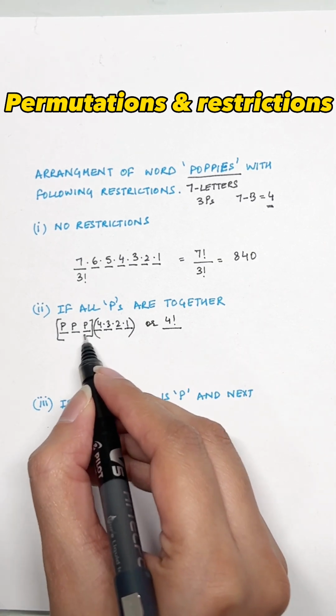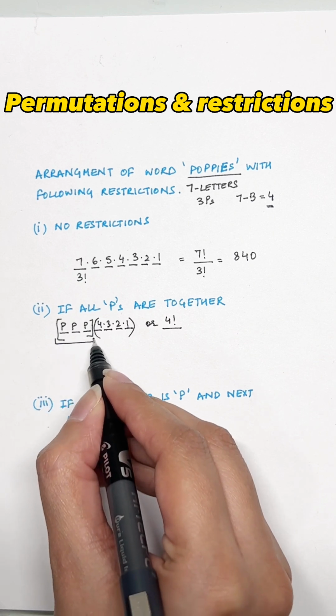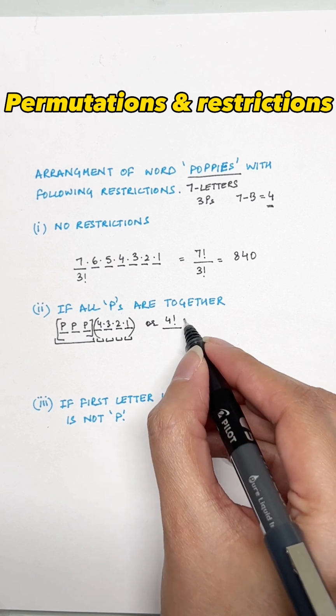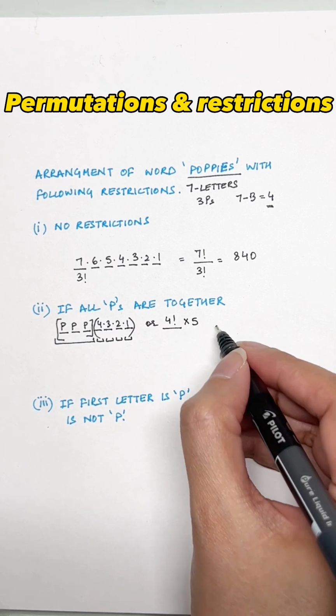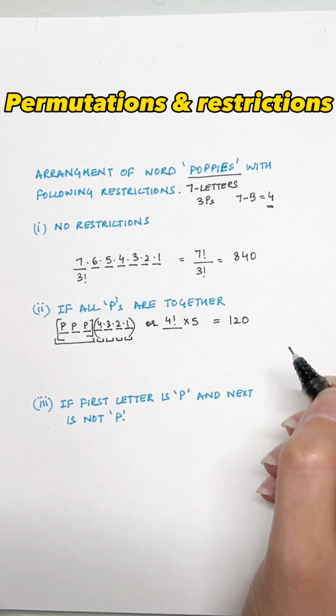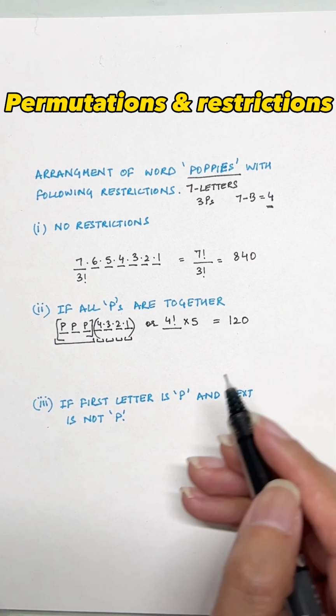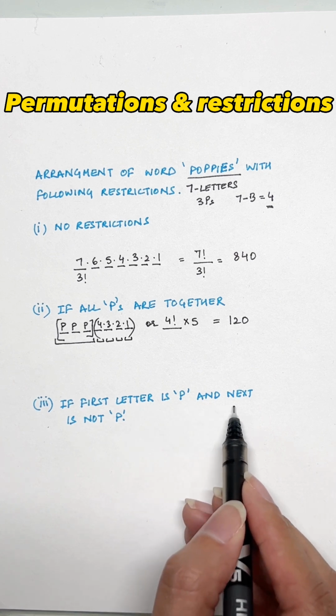Now imagine the 3 P's are moved one stop further and then one further until you have the 3 P's at the very last dash. We'll continue this until you've done this 5 times. So the answer is 4 factorial permutations multiplied by 5, which is 120.